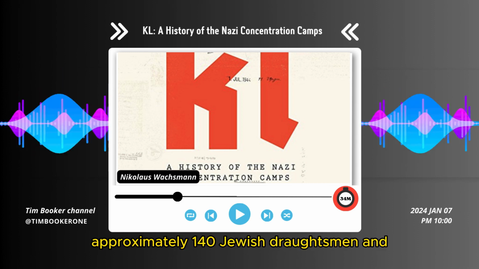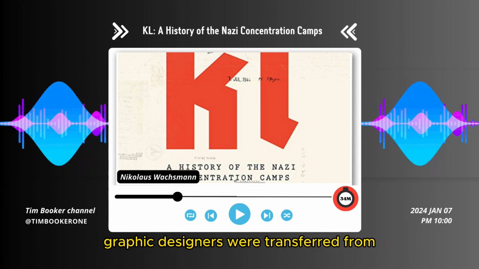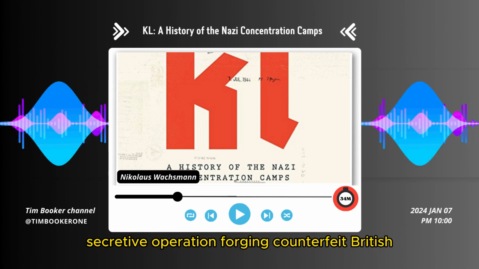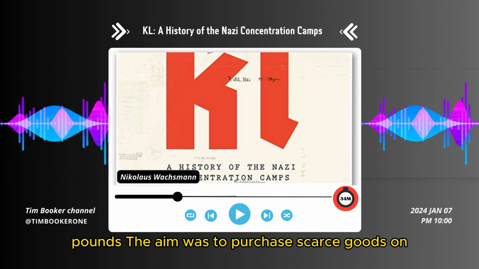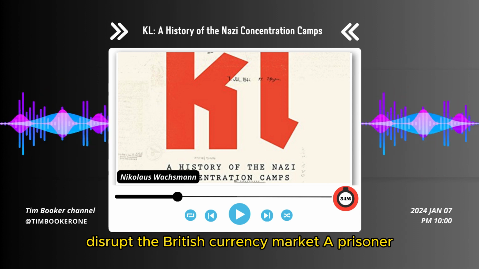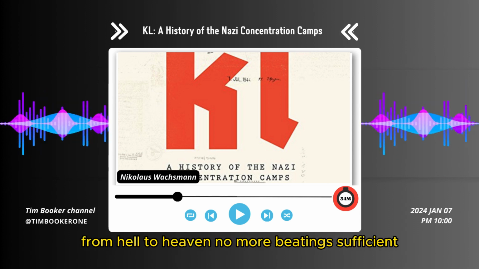For example, approximately 140 Jewish draftsmen and graphic designers were transferred from Auschwitz to Sachsenhausen camp to engage in a secretive operation, forging counterfeit British pounds. The aim was to purchase scarce goods on the international black market for Germany or disrupt the British currency market. A prisoner named Bugle recalled feeling like he'd moved from hell to heaven.